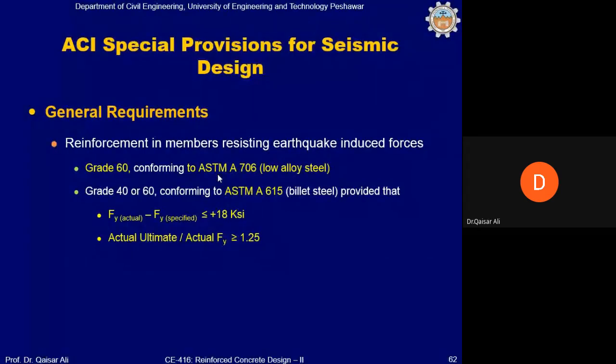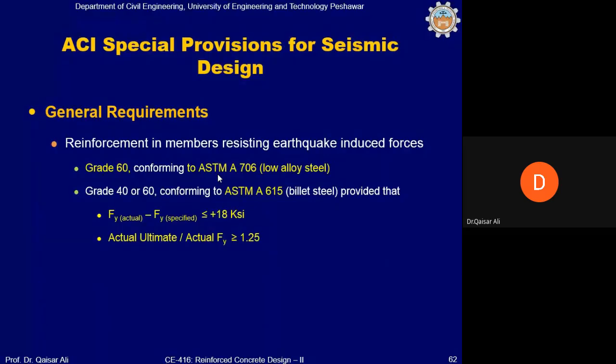If we are using billet steel in our reinforced concrete frame members, it is allowed to use either grade 40 or 60, although the use of grade 40 has been decreasing day by day, because if we are using grade 40 steel, then the number of steel bars will be too many, and placing too many bars in frame members, beams and columns will be very difficult and demanding. It will require large sections of frame members. So for this reason, now we prefer using grade 60.